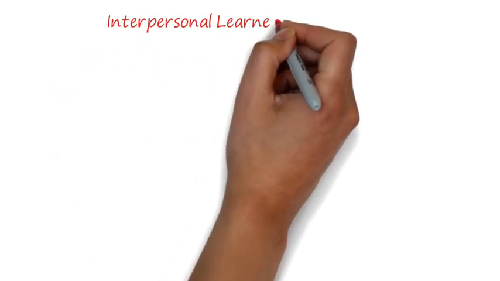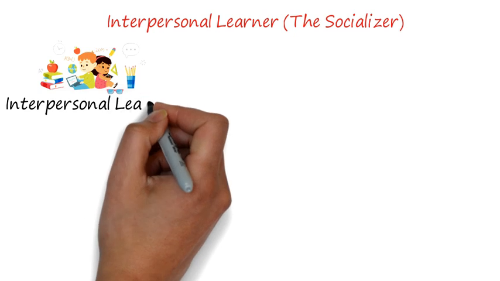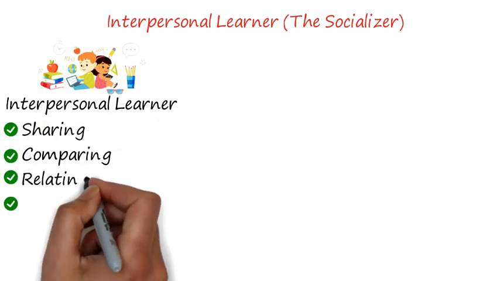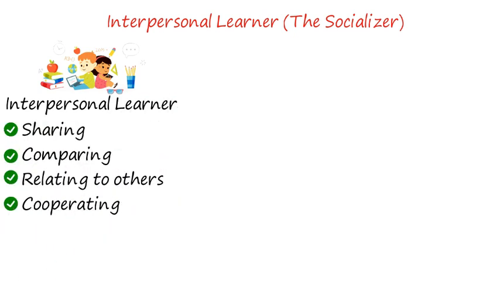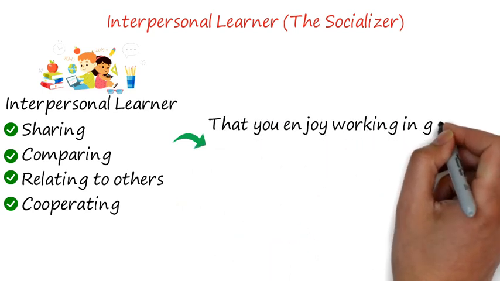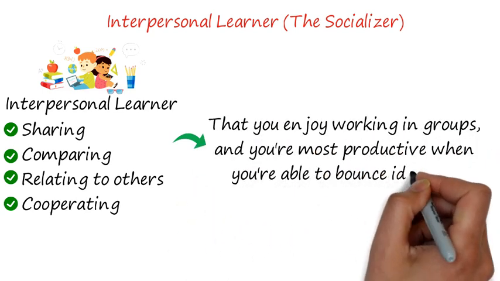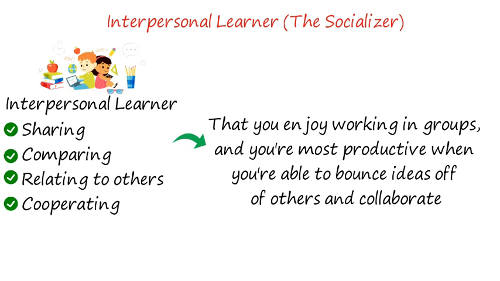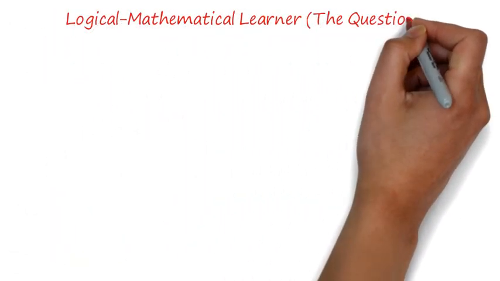Interpersonal learner, the socializer. As an interpersonal learner, you learn best when you're sharing, comparing, relating to others, and cooperating. That means that you enjoy working in groups, and you're most productive when you're able to bounce ideas off of others and collaborate.